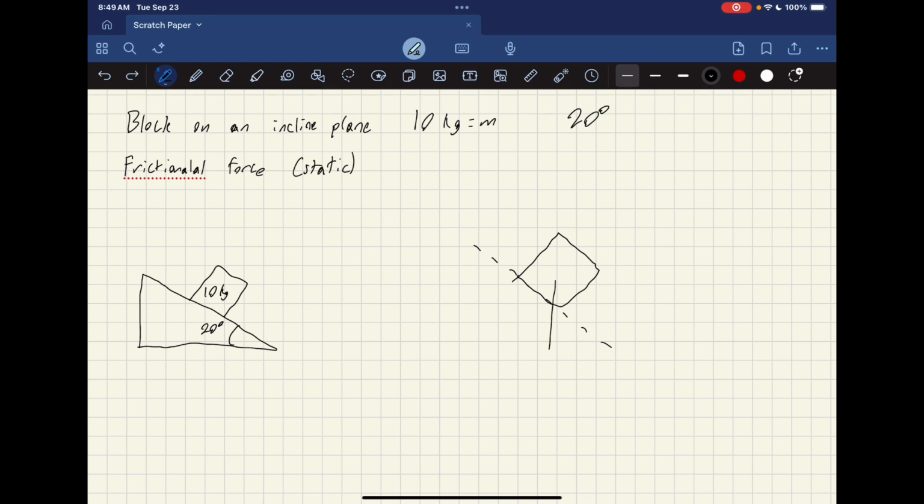Gravity, as always, is going to point straight down, FG. The normal force is always exactly counteracting the surface force, or the contact force. So it's going to be perpendicular to whatever surface the object is touching. So that's your normal force.